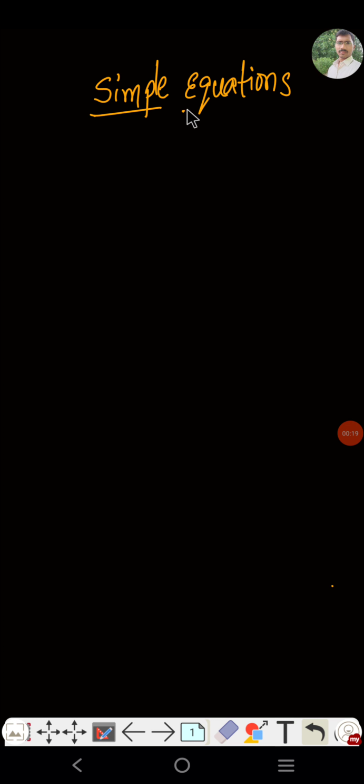So in this class we are going to discuss the simple equations. Simple equations means, what is the meaning of simple equation first? Before going to discuss the simple equation, first we discuss linear equation.